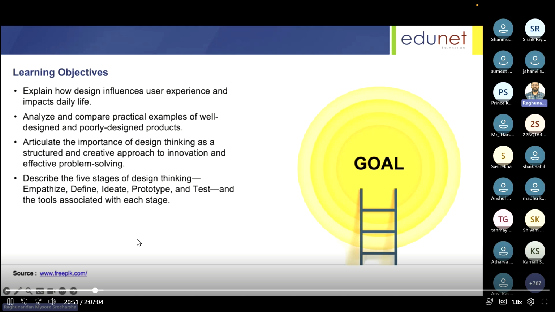So those are the things that we're going to look at. And the most important thing, as you can see here, is that there are 5 stages of discussion that we need to talk about. So what are those 5 stages? The 5 stages, especially as a design thinker, are empathize, define, ideate, prototype, and test. So this is what we are going to do.